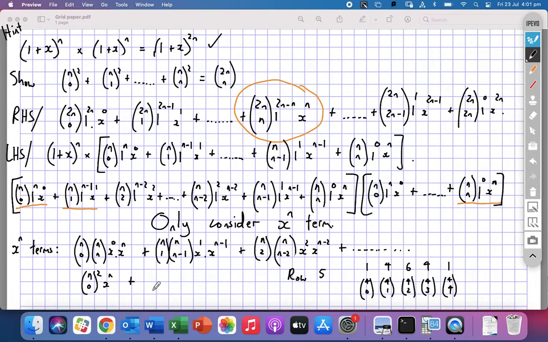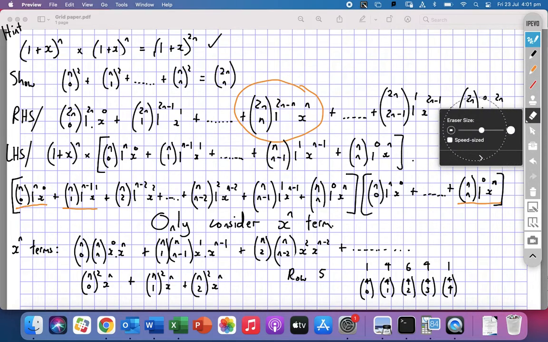When we get to this one, let's just write n choose 1 squared x to the n. You can see this will make an x to the n term. That's like pairing up this 4 choose 1 with this 4 choose 3. They're both a number 4, they're the same number. When I get to the next, I'd have n choose 2 squared times another x to the n. So I'm not considering every single term, I'm just looking at the x to the n terms.